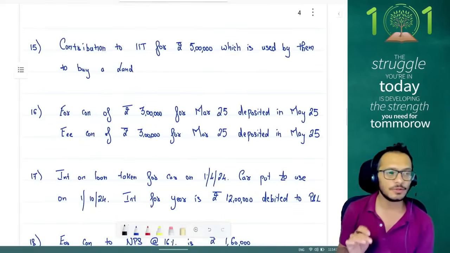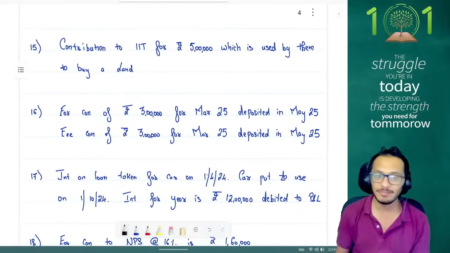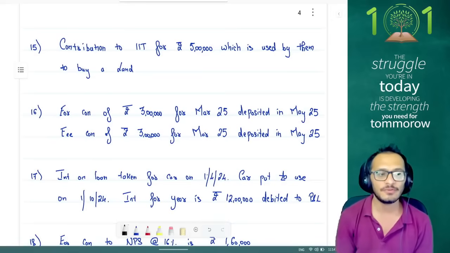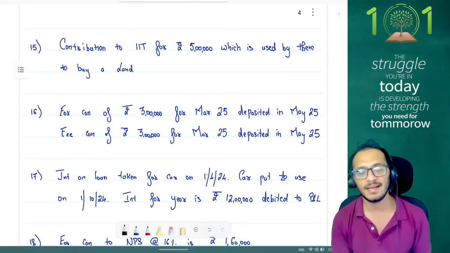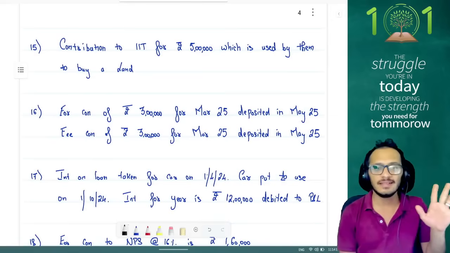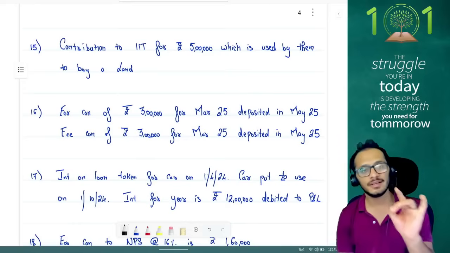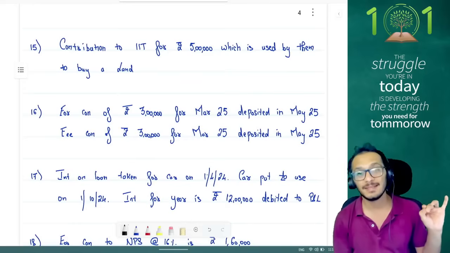Yes. Moving on to PGBP, last 15 adjustments. Stay with me, people. Stay with me. We are at question number 15. It says contribution to IIT for 5 lakh rupees, which is used by them for buying a land. Scientific research rules say that in-house, when you are going to incur any expenditure, you can incur it for anything except for land.